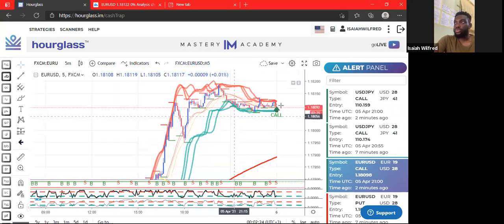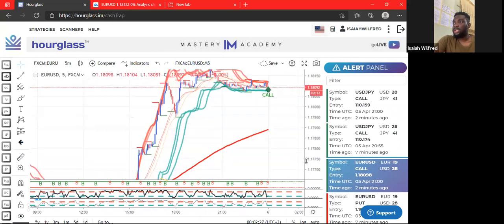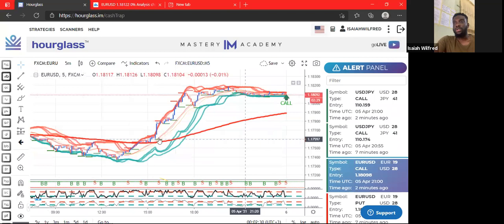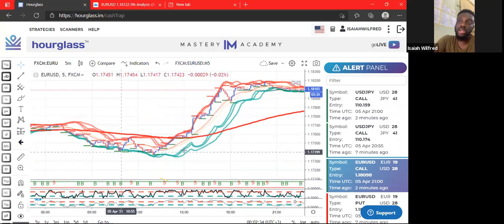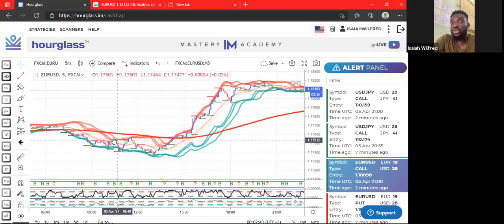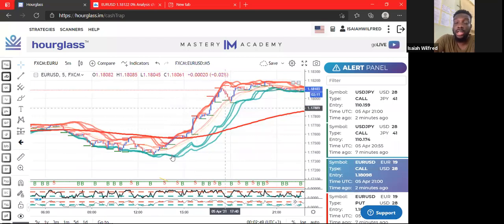Okay, so for something like this now, this is how Cashtrap works. These green and red wavy lines are called Bollinger Bands. Once you can find the Bollinger Bands rising like this, we can say that the market is in an uptrend. And in an uptrend, you should only be looking for buy opportunities.